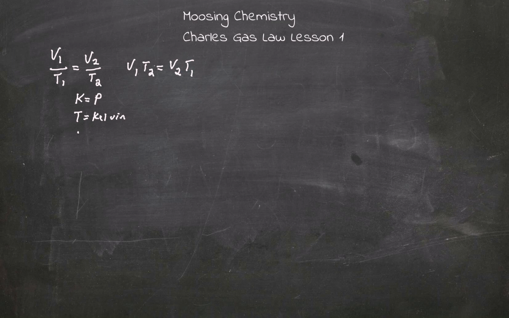If you have Celsius and you want to convert it to Kelvin, so how do you change Celsius to Kelvin? Simple. Kelvin equals Celsius plus 273.15. Now, given that, let's write our first problem.